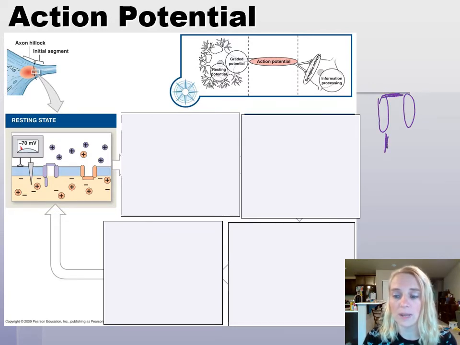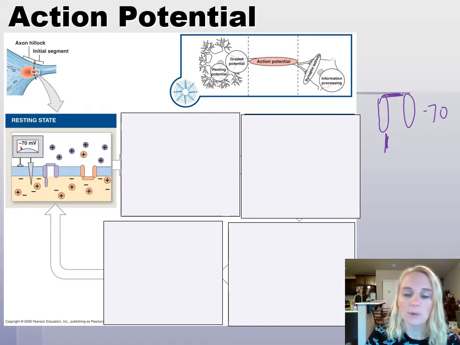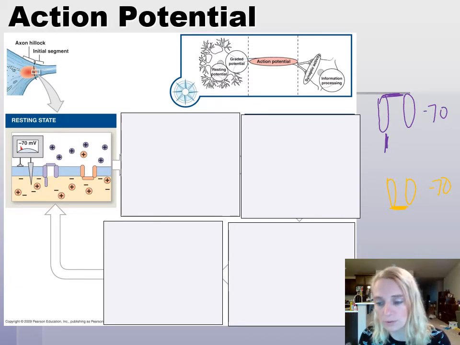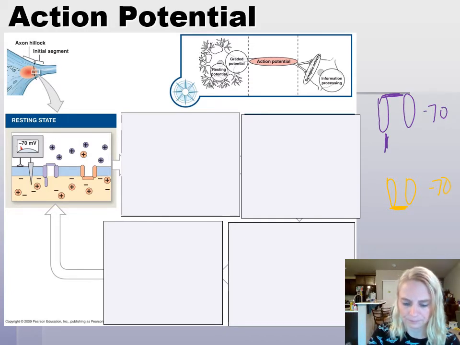Okay, so there's the two gates. At -70, the activation gate is closed. That's the one on the top. The inactivation gate is open, and that's the one on the bottom. And then we have our potassium gates at -70. It only has one gate, just one gate, and it is also closed at -70.